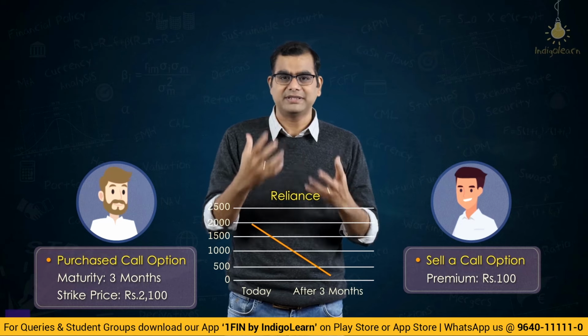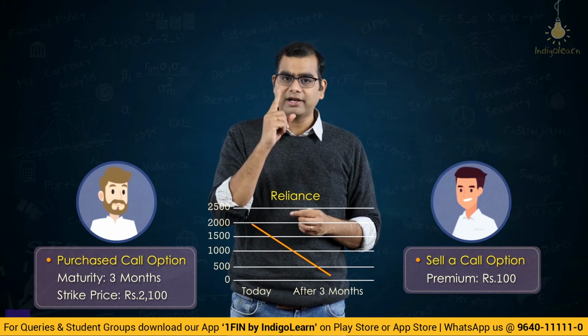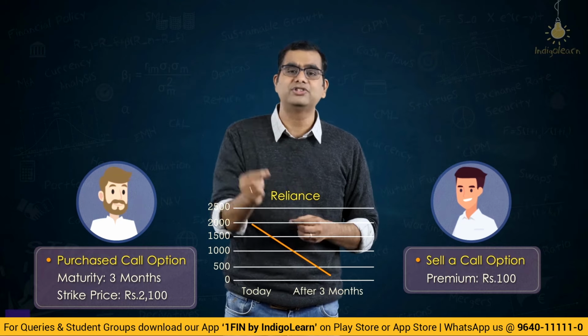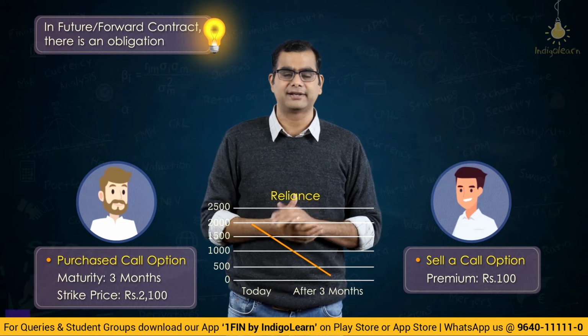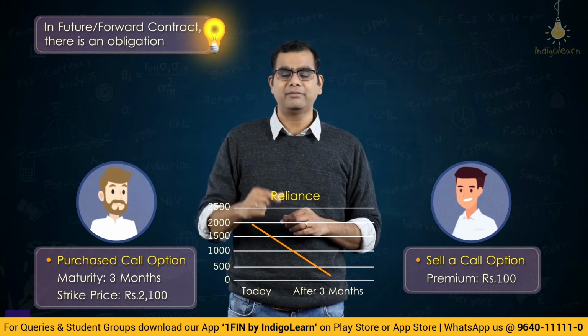Right. Why am I saying right so many times? Because it is your choice. In a forward contract or a future contract, you are under an obligation. You are obliged. That is, you have to compulsorily, mandatorily honor the contract. Here, you have a choice. You may buy, may not buy.